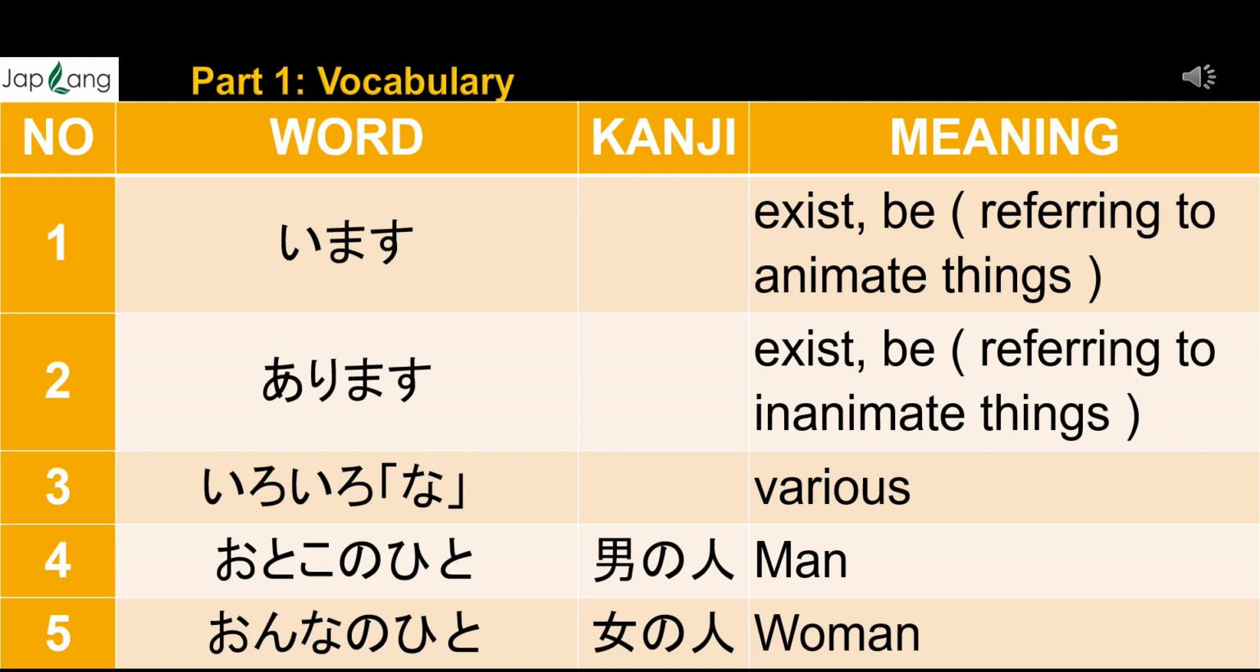There is a male person. With arimasu, we can use denwa ga arimasu. There is a phone because it's a non-living thing. Iro irona is various. Can make the example, kino iro irona hito ni aimashita. I met various kinds of people yesterday.